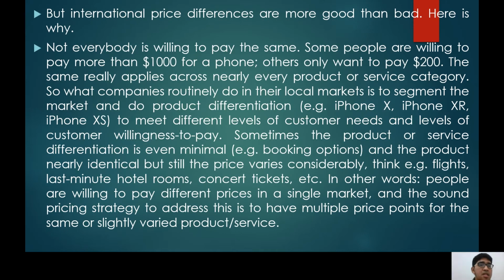But international price differences are more good than bad. Here is why. Not everybody is willing to pay the same. Some people are willing to pay more than $1,000 for a phone. Others only want to pay $200. The same really applies across nearly every product or service category. So what companies routinely do in their local markets is to segment the market and do product differentiation. For example, my iPhone 10, my iPhone XR, my iPhone XS, to meet different levels of customer needs and levels of customer willingness to pay.